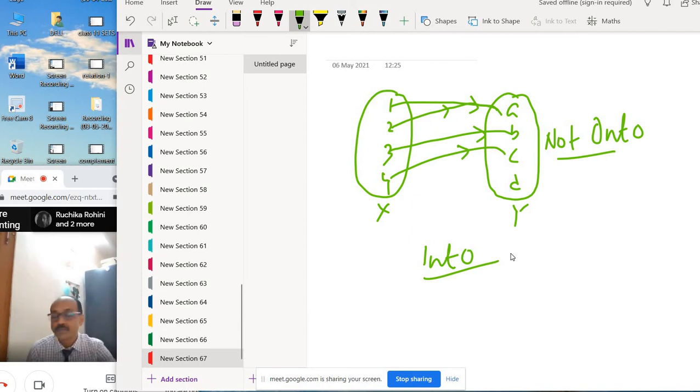Now, which function is one-one and onto? One-one onto.